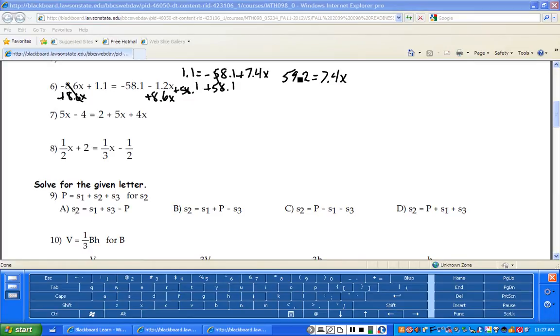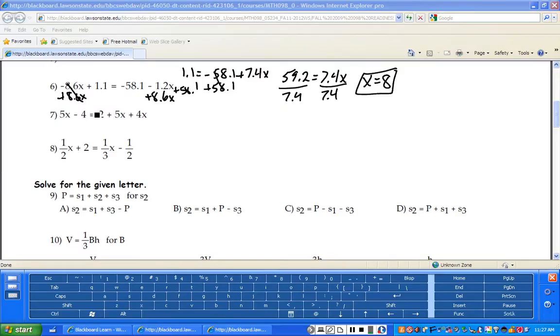Alright, so now at this time I would divide both sides by the 7.4. So 59.2 divided by 7.4 would equal 8. So x equals 8. Alright, answer to number 6.